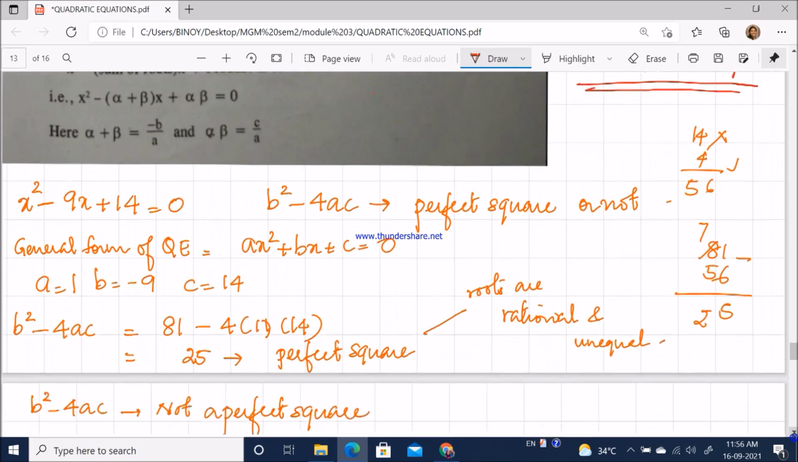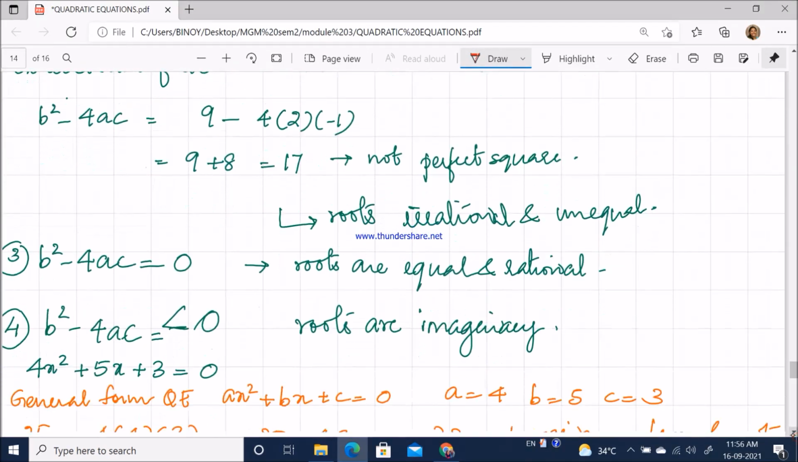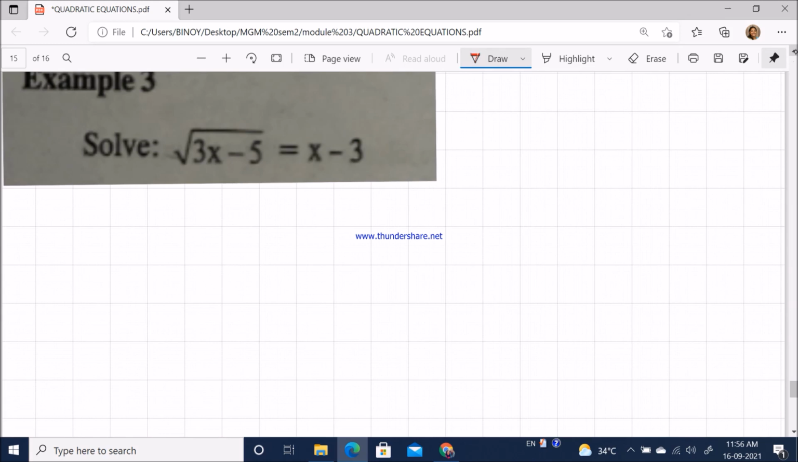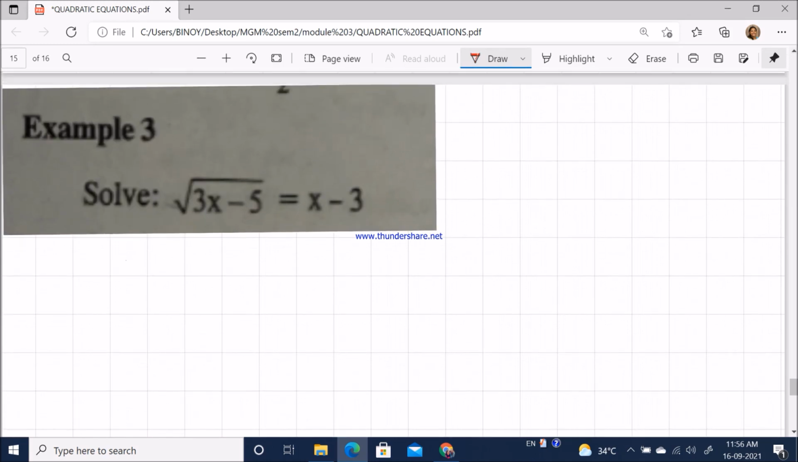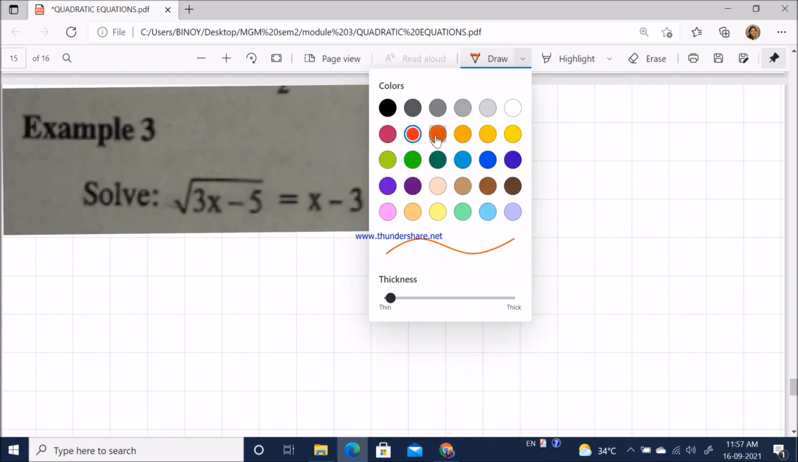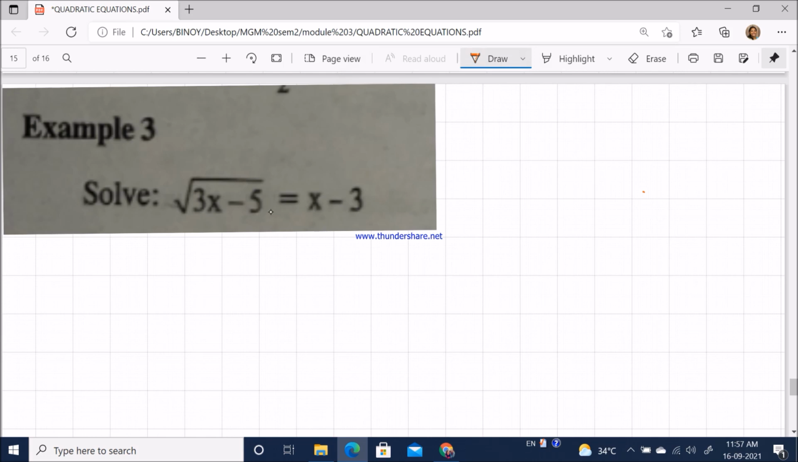So now let's go to another example question. Suppose you are given to solve an equation such that root of 3x minus 5 is equal to x minus 3. How do we solve this problem? In order to solve such a question, we have to square both sides. Squaring both sides.